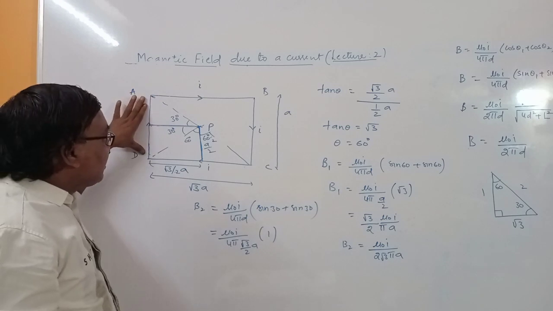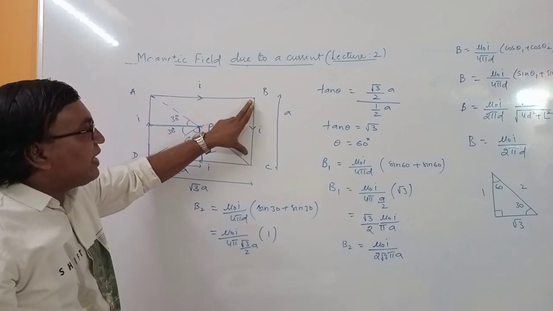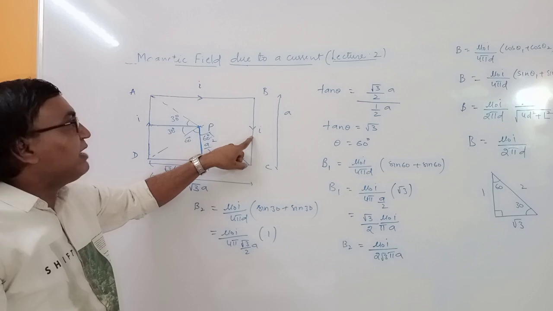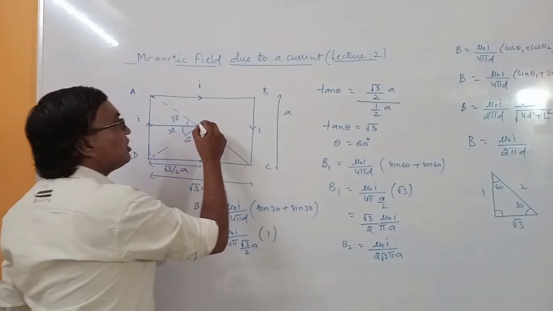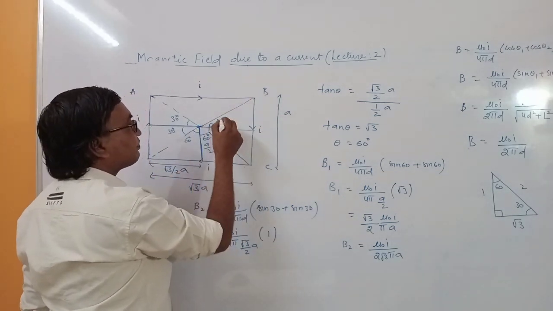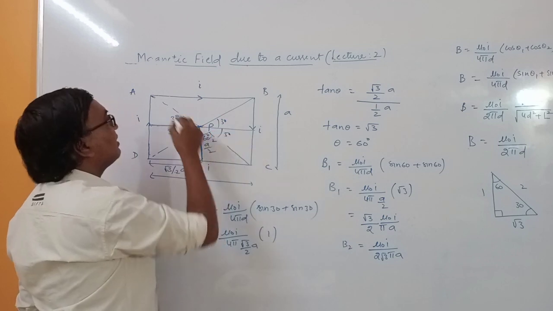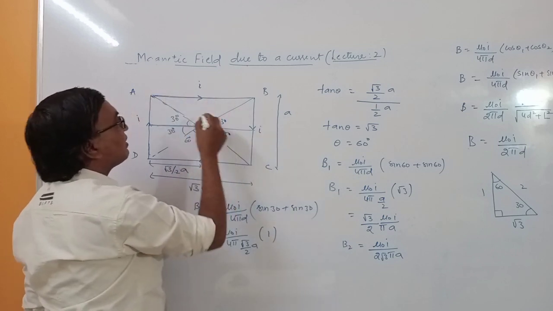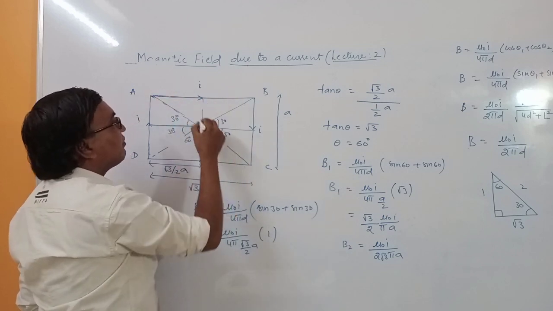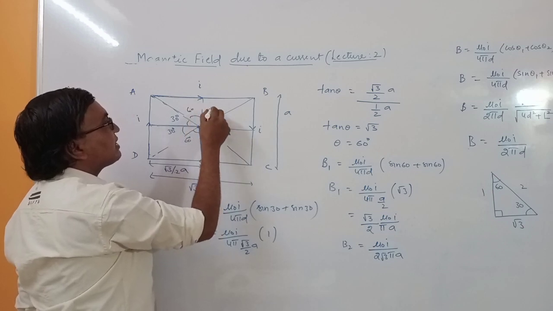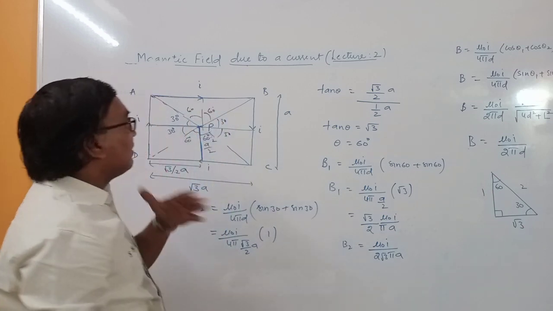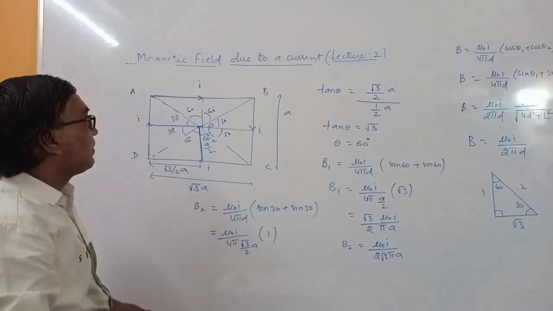The magnetic field here due to this wire is the same as the magnetic field due to this other wire, by symmetry. Fine. So this will also make an angle 30 and 30. Here if you take this conductor or this wire, it will make an angle 60 and 60. So total field. Now let us see the direction.